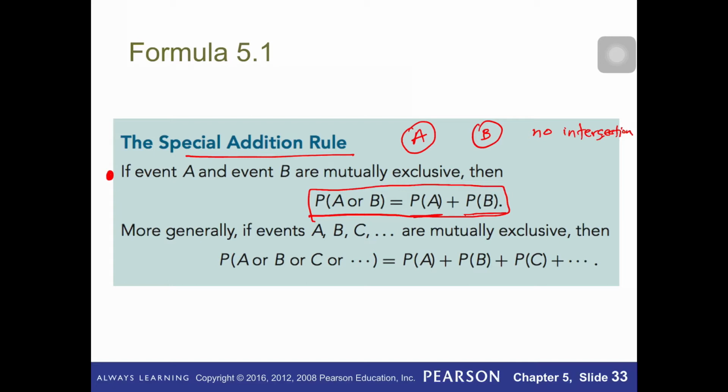You can extend this to any number of events. If events A, B, C and so on are mutually exclusive, then you can write the probability of A or B or C and so on equals the summation of each probability: probability of A plus probability of B plus probability of C plus so on. We call this the addition rule.